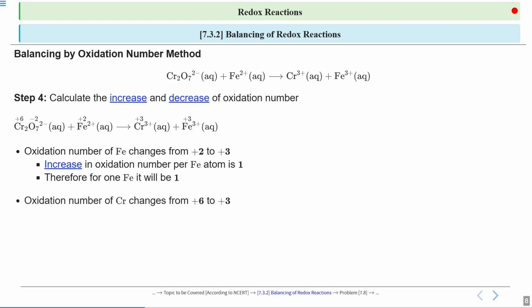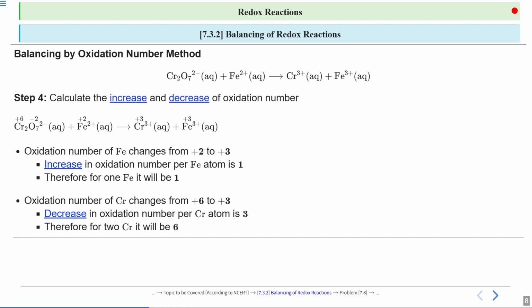And now if we consider the oxidation number of chromium, as it has changed from +6 to +3, this means that there is a decrease in the oxidation number per chromium atom, that is 3. Therefore, for 2 chromium atoms, it will be 6.